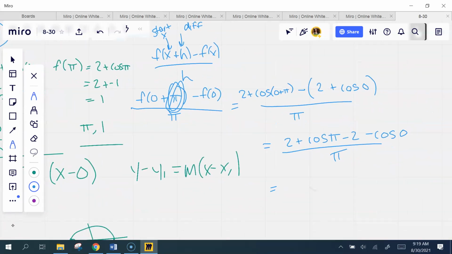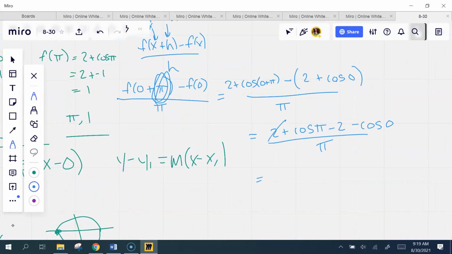Go ahead. The second part, you did up top with the parentheses, did 2 plus cosine 0. Why wouldn't the 0 just be in parentheses by itself? Which part? Like right here. Wouldn't it be 2 plus cosine, then parentheses 0, parentheses? Yeah. Like that. Yes.